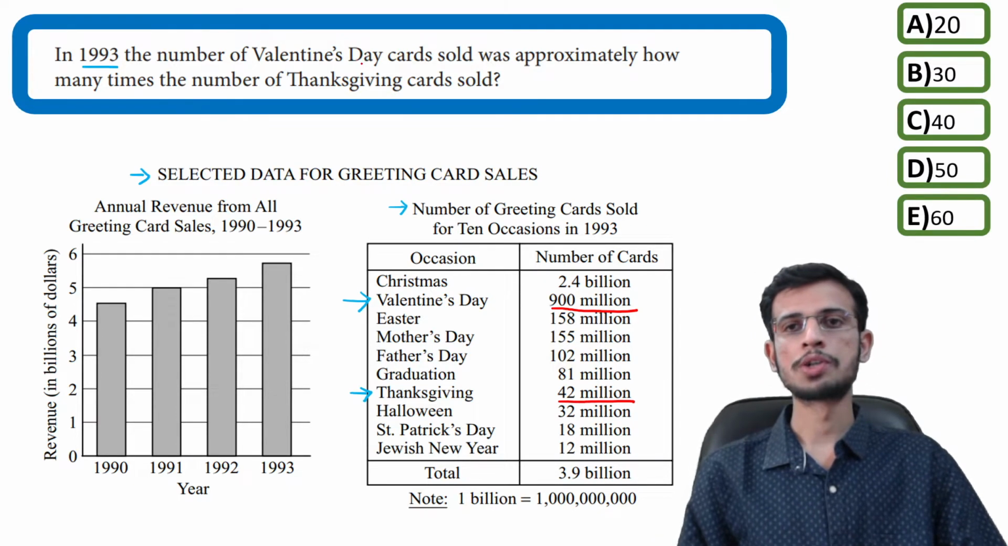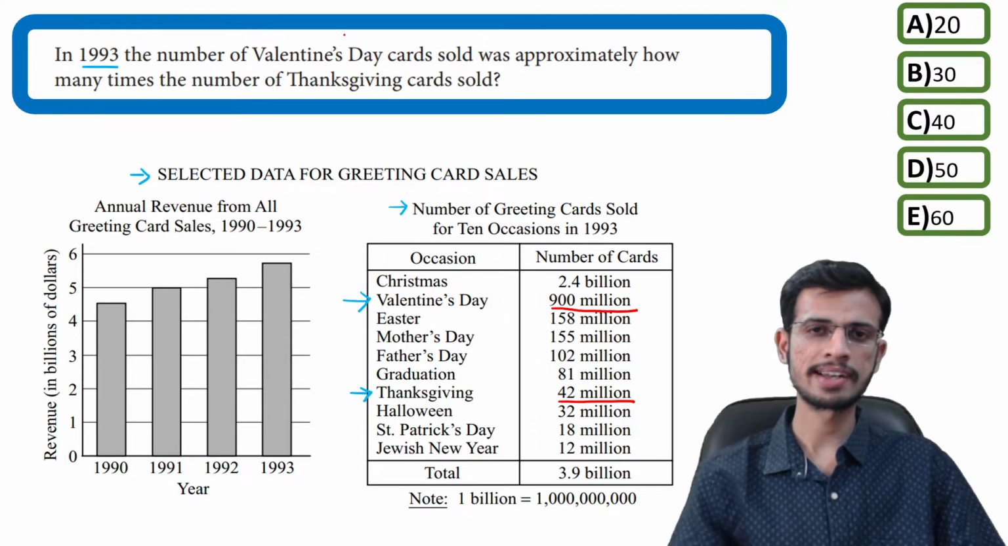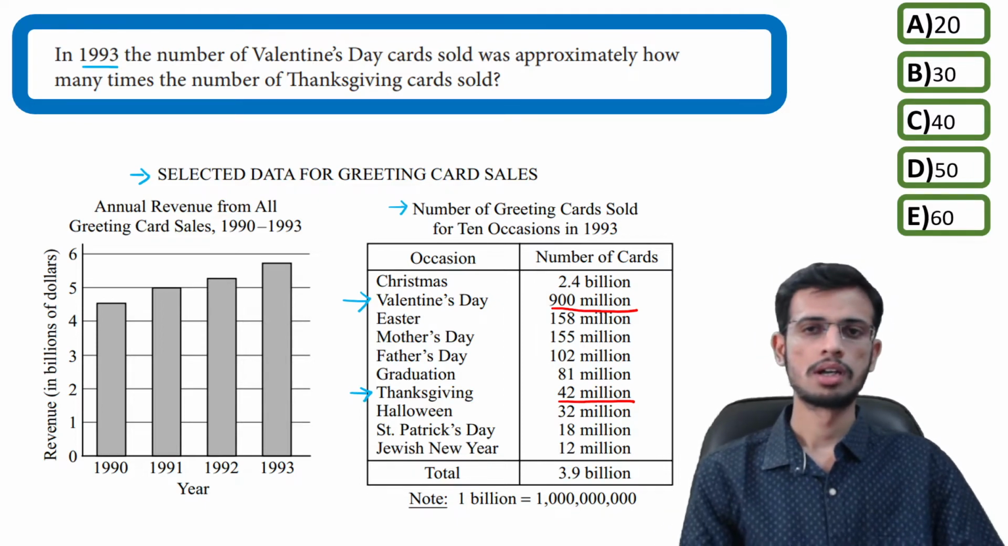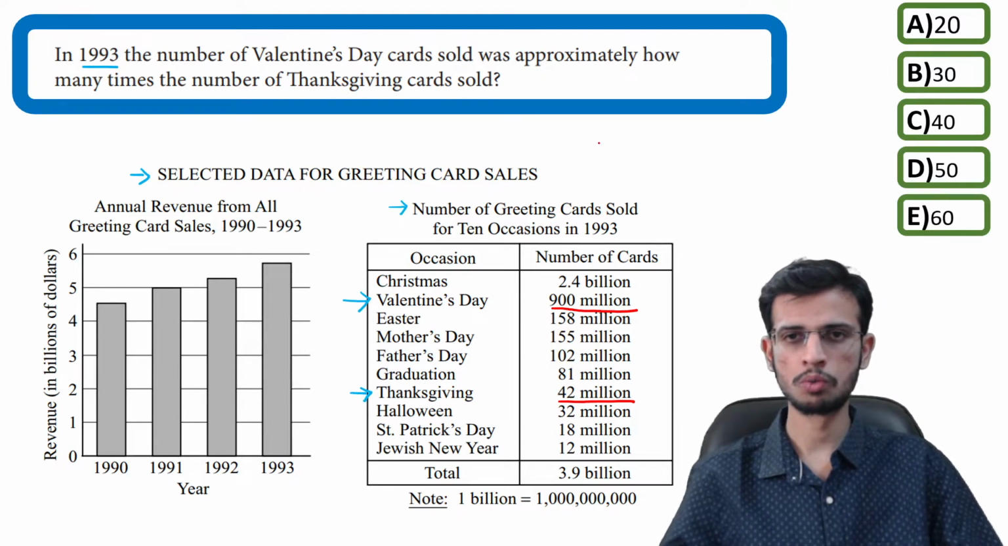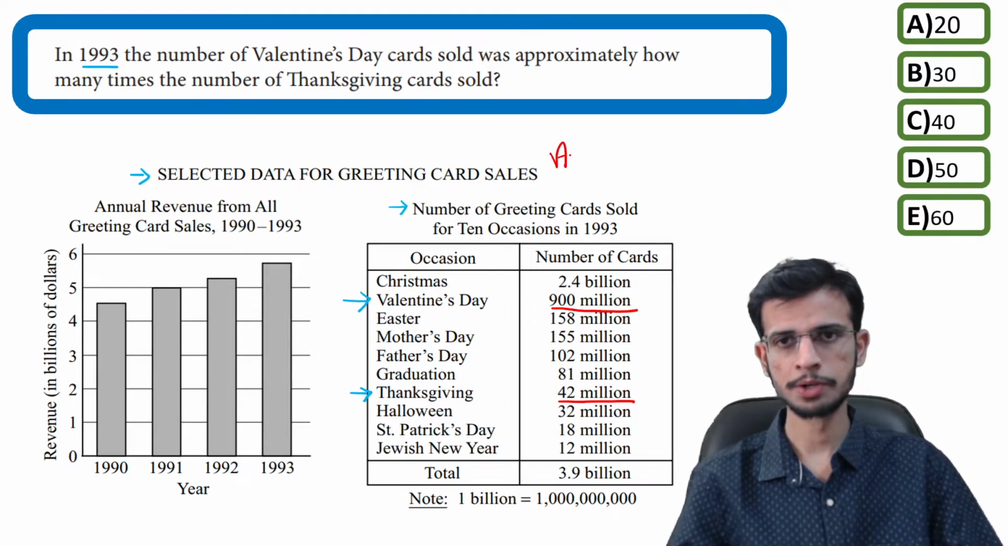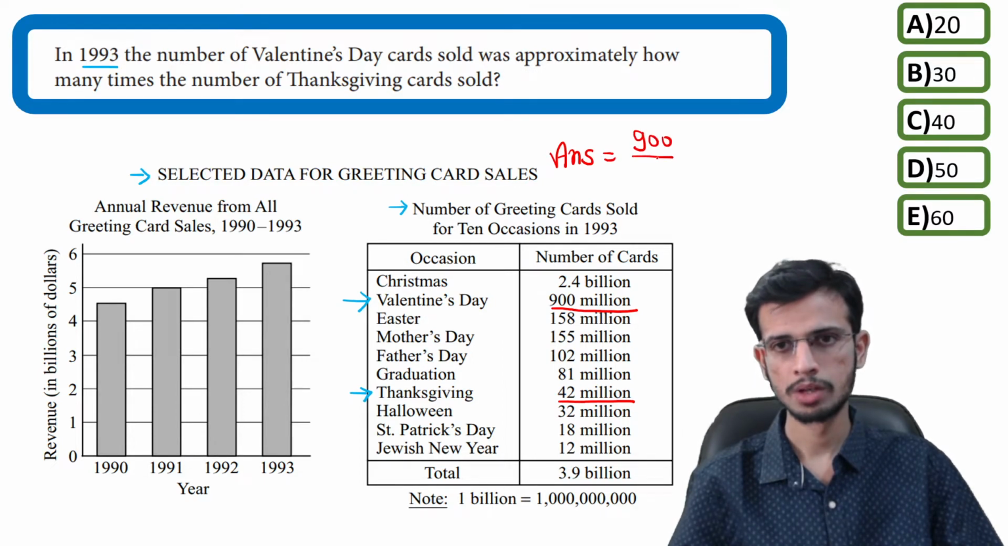Valentine's Day cards sold was approximately how many times? Yes, we can say Valentine's Day cards sold are greater than Thanksgiving cards. So you just have to find the ratio. So what will be your answer? The answer will be 900 divided by 42.